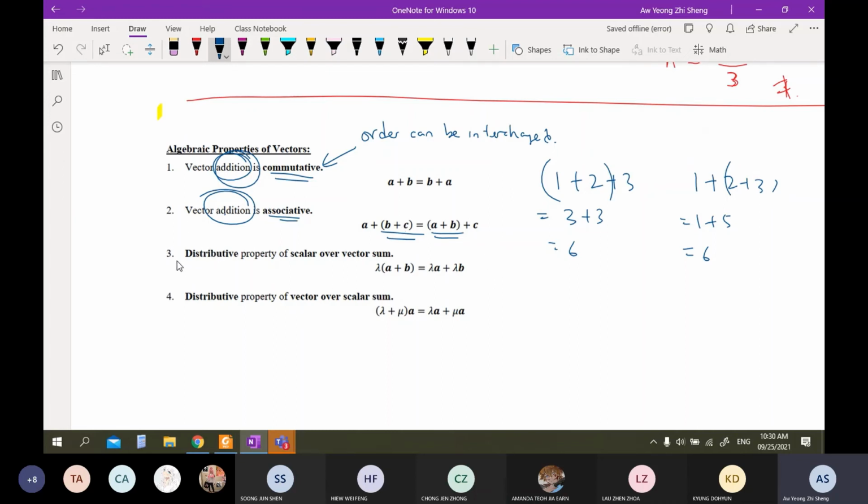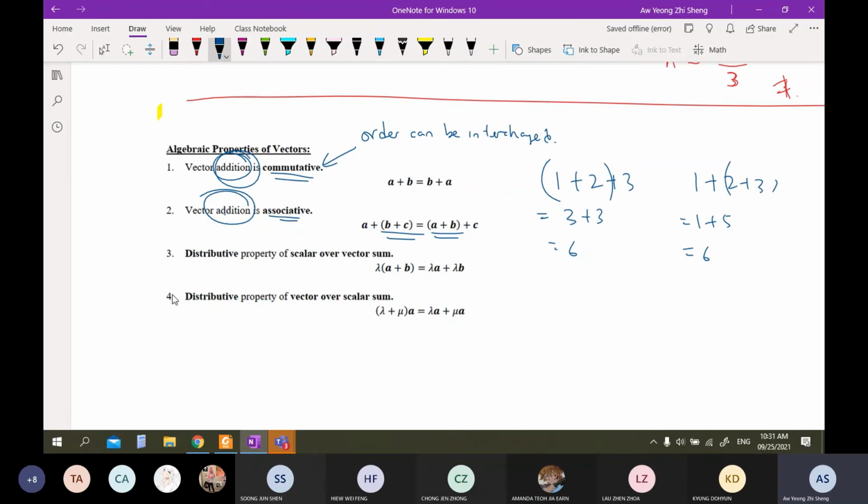Then next is the distributive property of scalar over vector sum. It will be easy to understand when you look at this equation here. Here lambda is a scalar, and A and B are vectors. So you can distribute your lambda over the addition of two vectors, just like what you do in the usual algebra, where you can just distribute the coefficient.